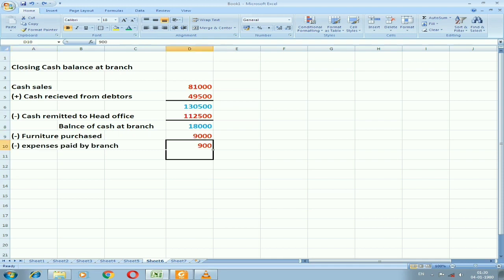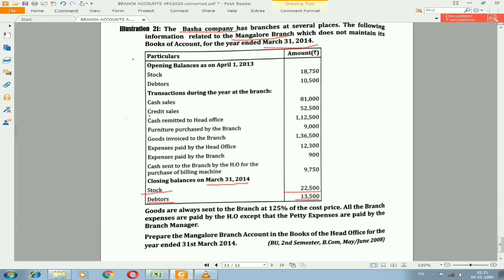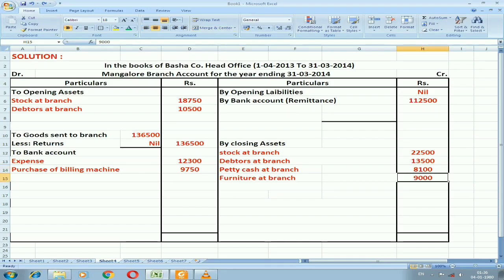So they had a cash balance of 18,000. From that we are deducting furniture 9,000 and expenses 900. We'll get a closing balance of 8,100 at the year end. So we are supposed to take 8,100 as the closing balance at branch as petty cash. Then we have two assets which were purchased during the year, that we are supposed to close. In the illustration we have one asset, that is furniture purchased by the branch, 9,000.